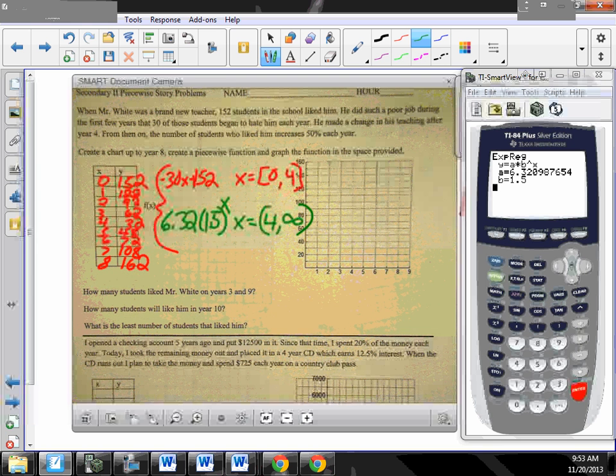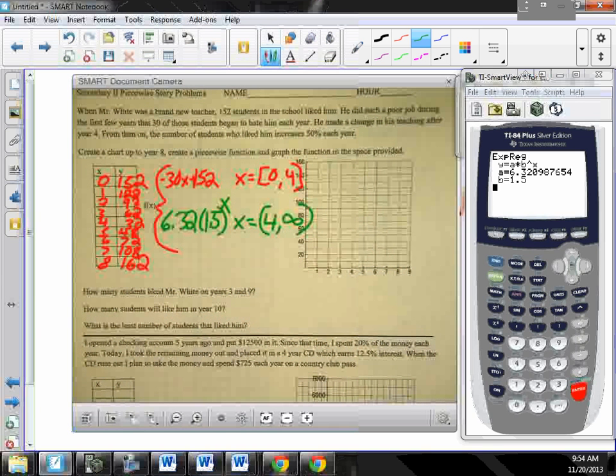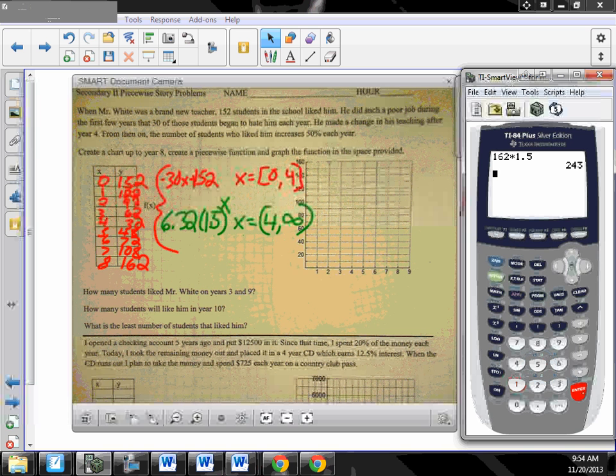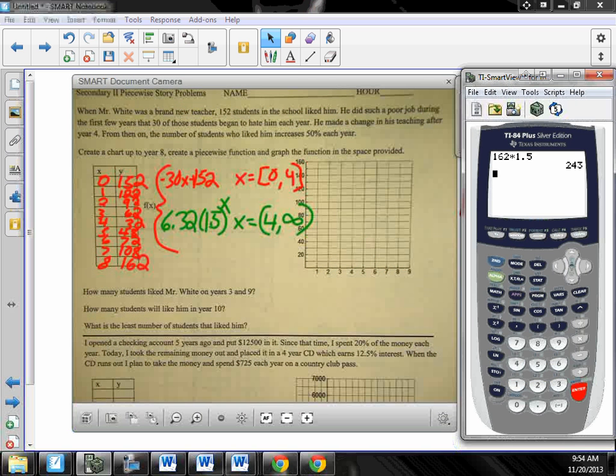So how many students liked Mr. White on years 3 and 9? Well, 3 is part of the chart at 62. How would I figure out 9? Just times by 1.5 again, or you could plug 9 into the equation. Either way. What do you get? So 162 times 1.5, which is 243. If I times by 1.5 again, what's the answer there?